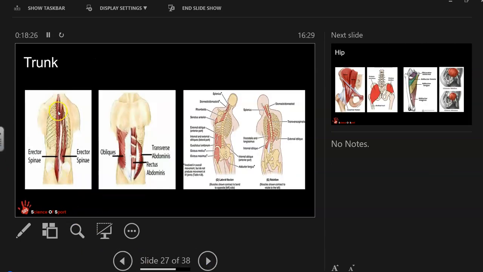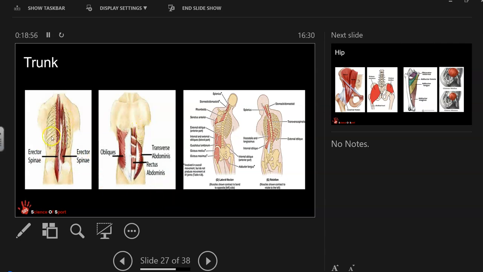Okay, trunk again. If we were to extend at the trunk, i.e. lean backwards, it's all about erector spinae. So we've got this group of muscles that go all the way up and down the vertebral column. So that's erector spinae. If they contract, it pulls our back backwards. And then the partner group to that are rectus abdominis. So in a sit-up, these would create flexion at the trunk. They would sit us up.